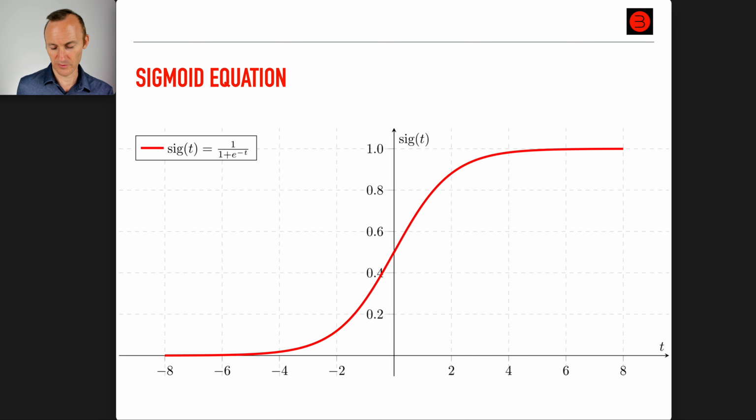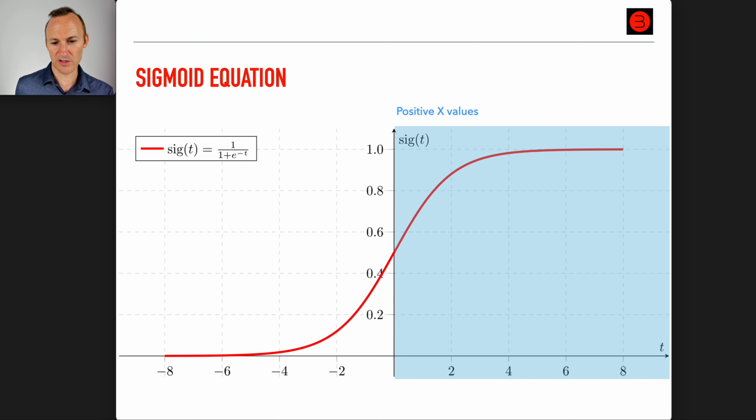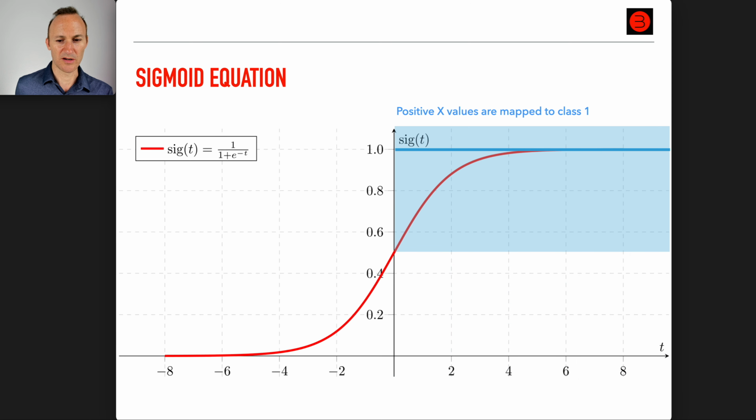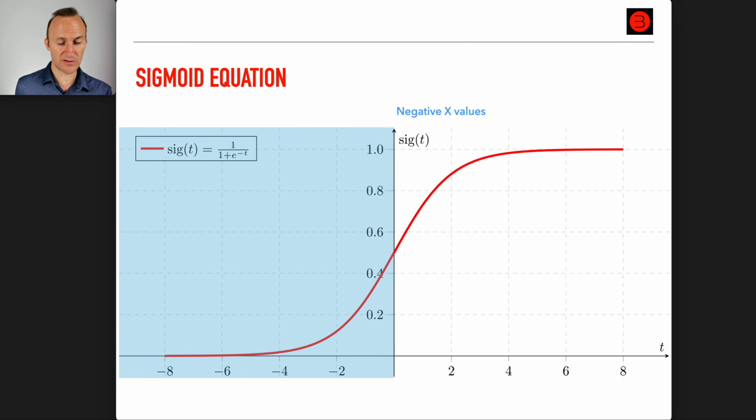Okay, so let's look at this in a little more detail. So here are the positive x values, and what happens with those? They're mapped to class 1. So it's everywhere in the red curve, but logistic regression maps the sigmoid anything greater than 0 to 1. Similarly, if you look at the y values, these are all mapped down to 0. So again, the sigmoid equation is the red curve. Logistic regression maps everything in the red curve to the left of 0 down to 0.